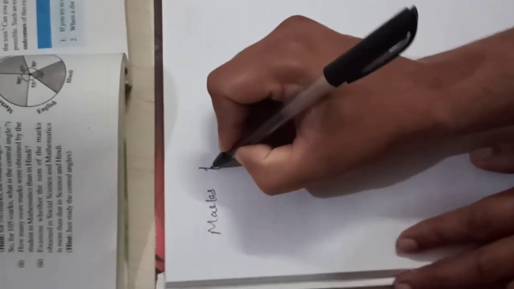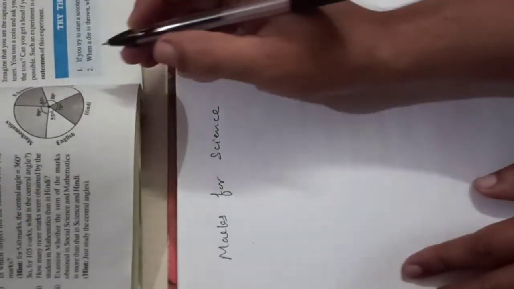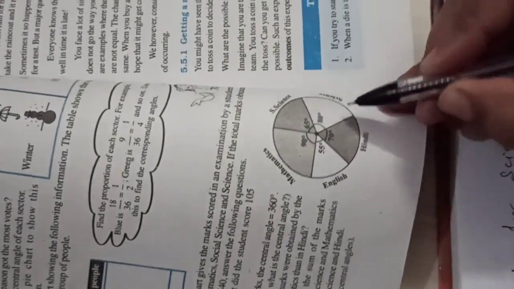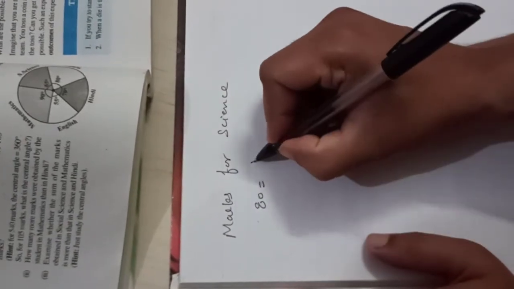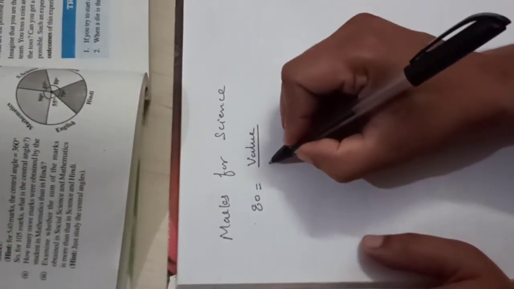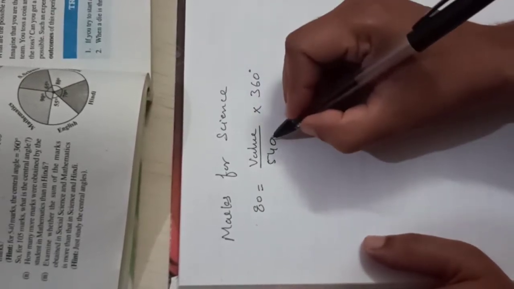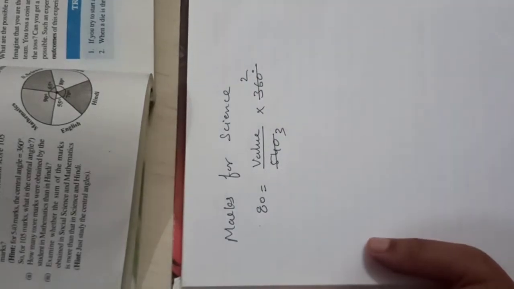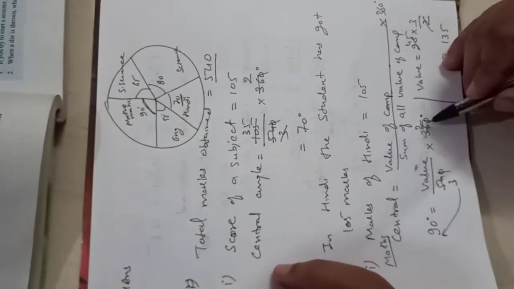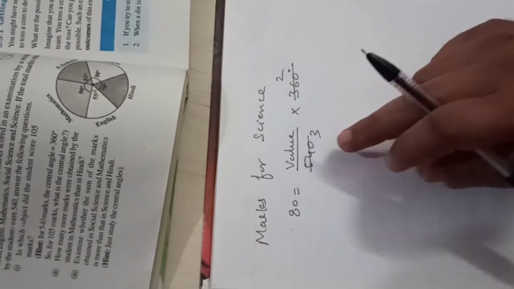Now we will find the marks for science. The same way, for science, the central angle is given as 80 degree. So central angle, value of the component upon sum of all the values of the components, is given as 540, and the angle is 360 degree. So it will cancel 2 times and 3 times. Again and again we will not divide, because in the first part we have divided this 540 and 360. So we know that it came to 2 and 3 times. So no need to do it again and again; directly write the 2 and 3 times and cancel.